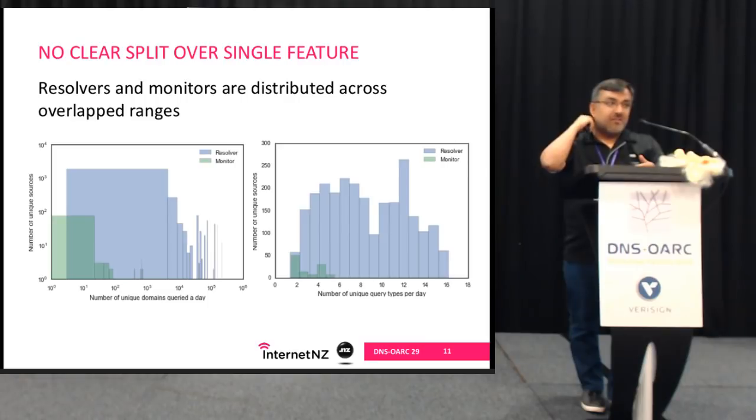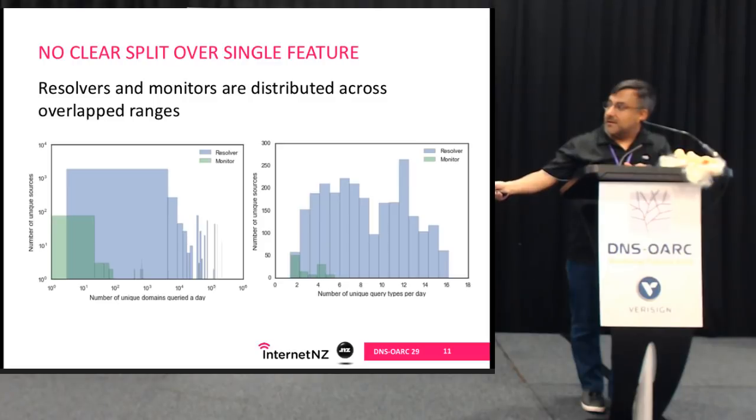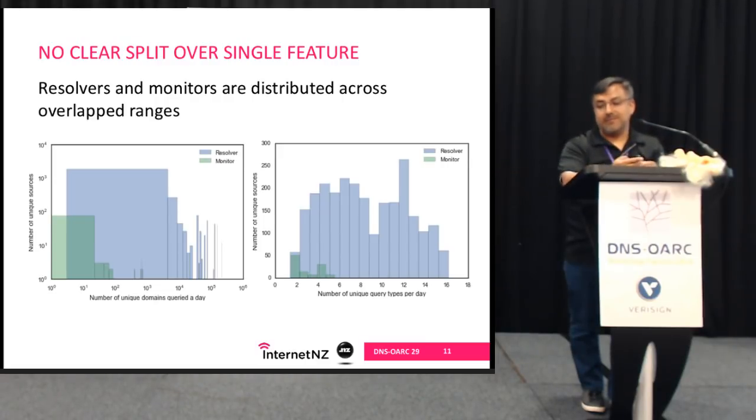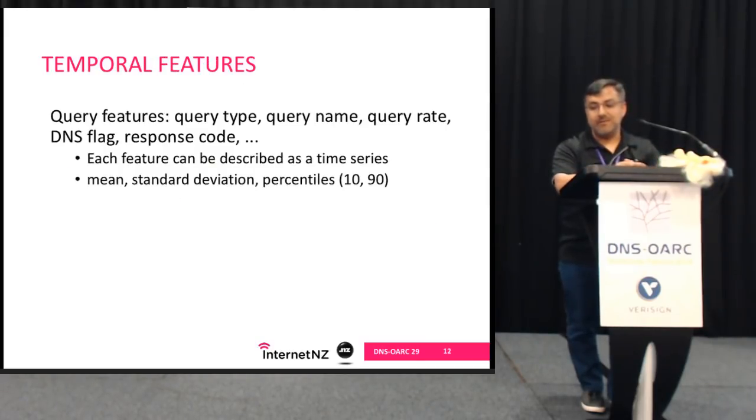Using one single feature, one element. What you're seeing here is a couple of features. One is the number of unique domain names a source address queried on that day. In green are the monitors, and in blue are the resolvers. This other feature you see here is the number of unique query types per day. There is not a clear demarcation, but there are some zones. In the green zone, the monitors send a few queries and query a few types, and resolvers are all the rest. But if we start combining features, we can start finding the differentiation.